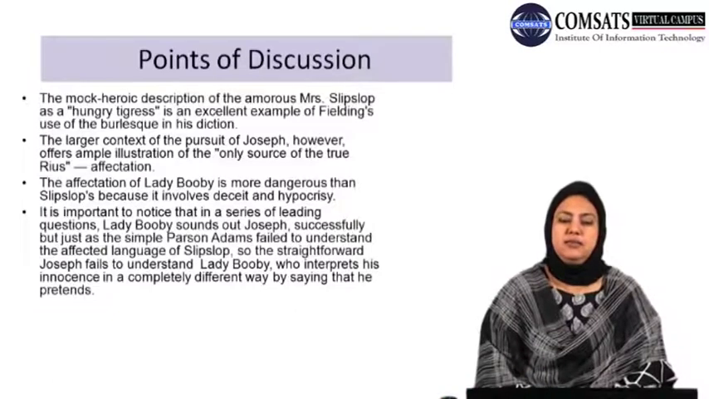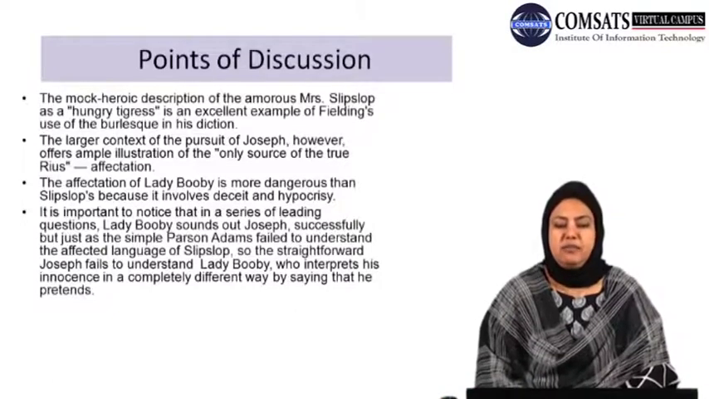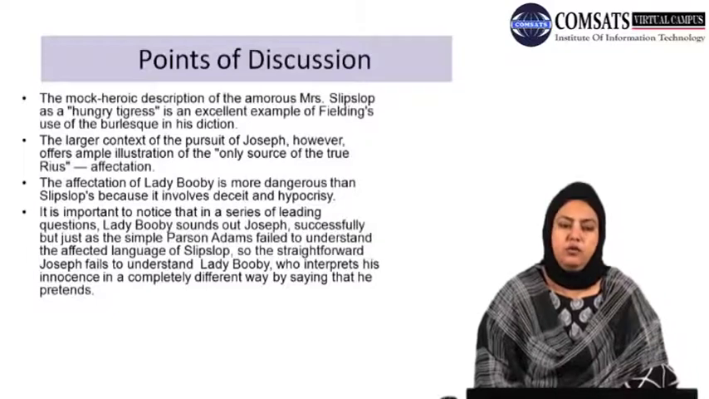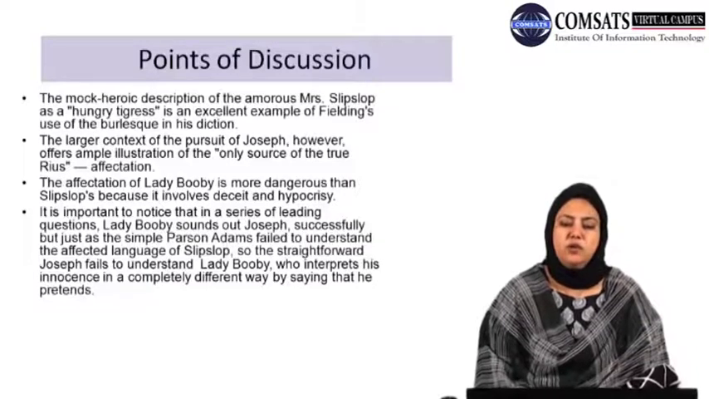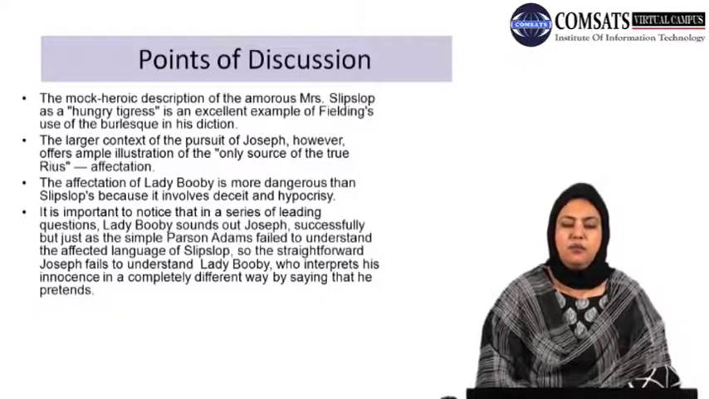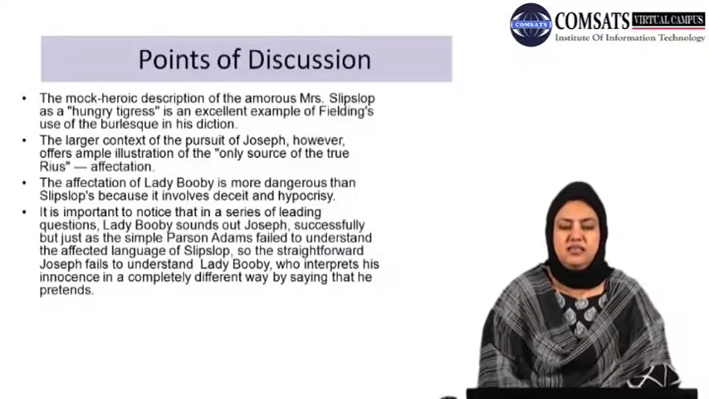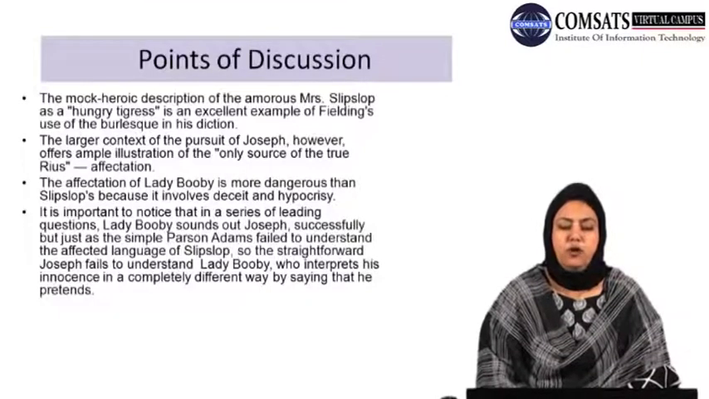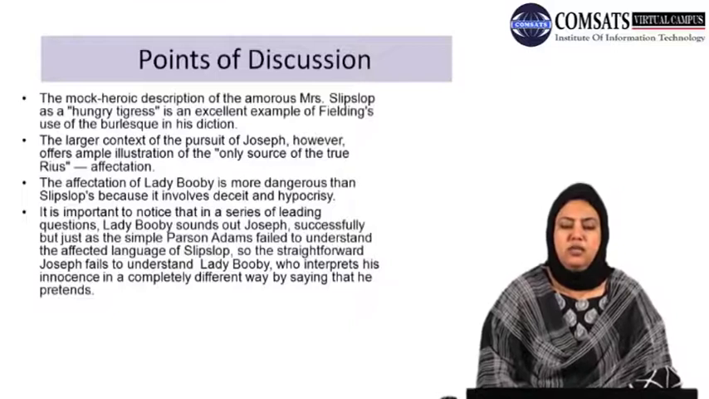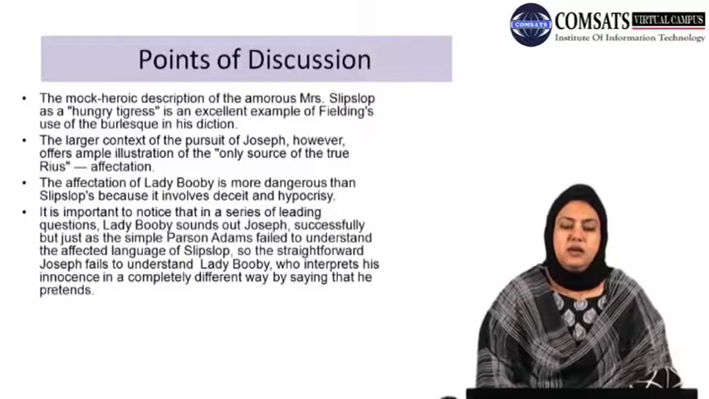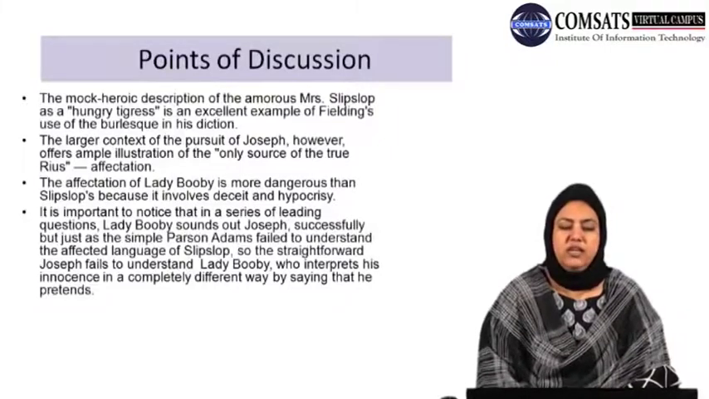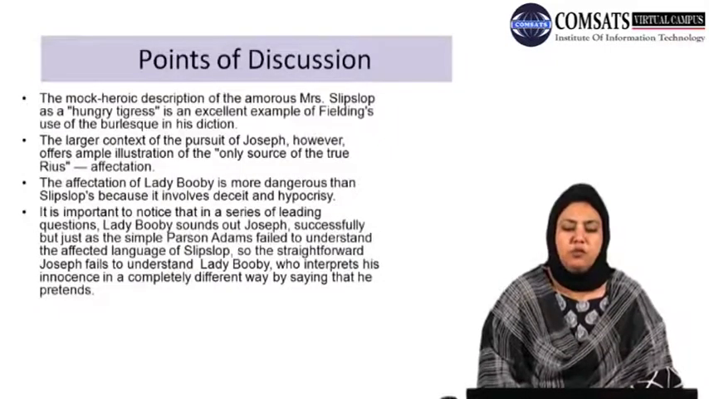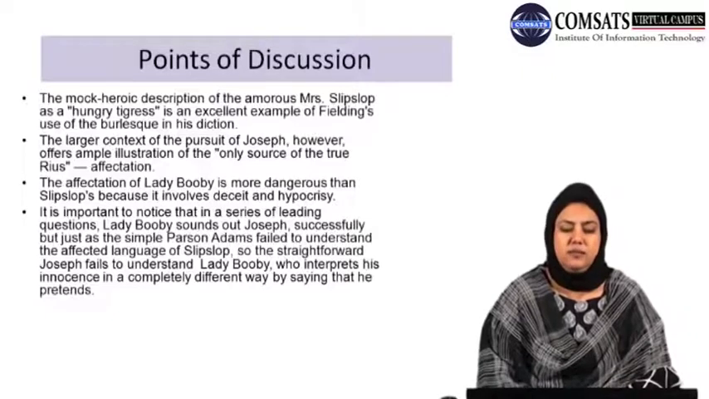Some important points related to chapter 7 are discussed as follows. The mock heroic description of the amorous Mrs. Slipslop as a hungry tigress is an excellent example of Fielding's use of the burlesque in his diction. The larger context of the pursuit of Joseph, however, offers ample illustration of the only source of the true ridiculous, that is affectation. The affectation of Lady Booby is more dangerous than Slipslop's because it involves deceit and hypocrisy.